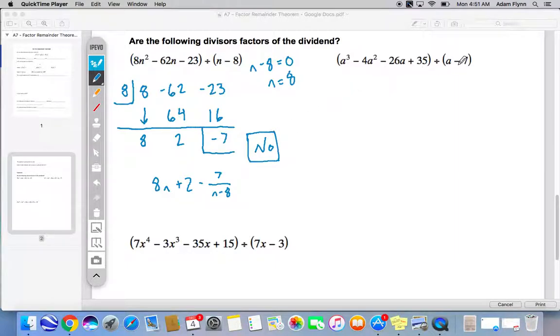This problem over here, I know I have a coefficient of 1 here in my divisor, so I'll use synthetic division again. So a minus 7 equals 0. I know a is going to equal 7. So that will go in my box. I have 1, negative 4, negative 26, and 35.